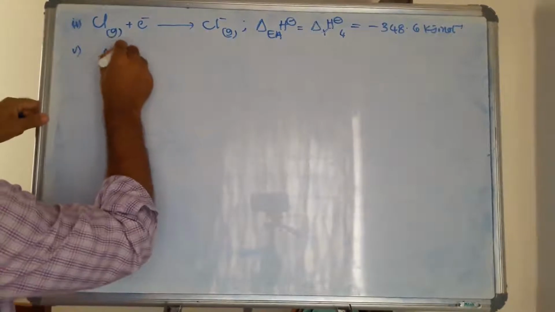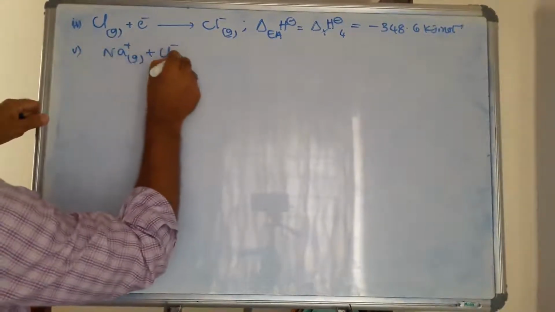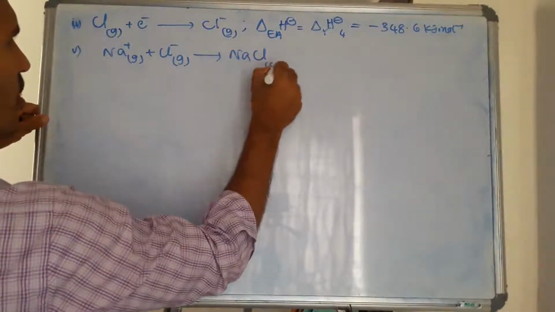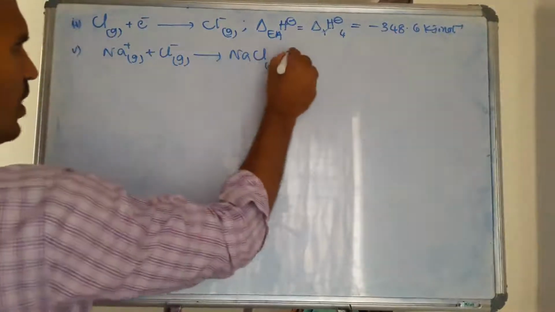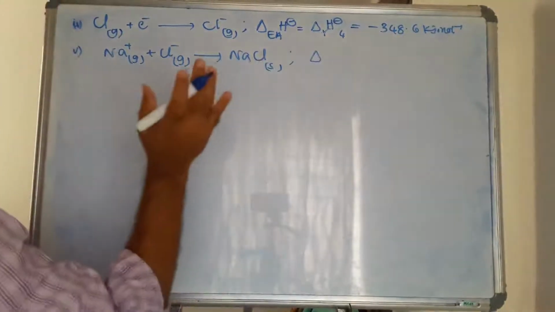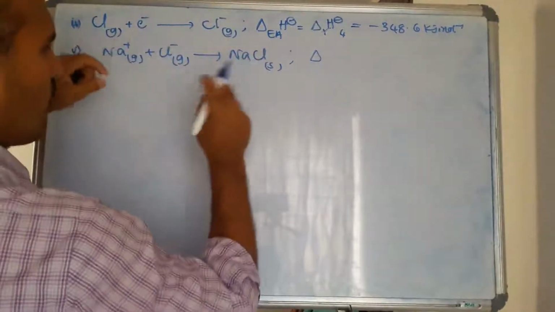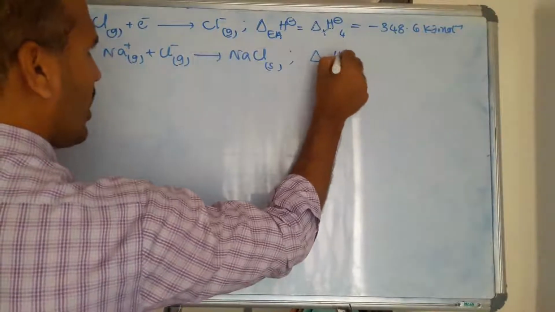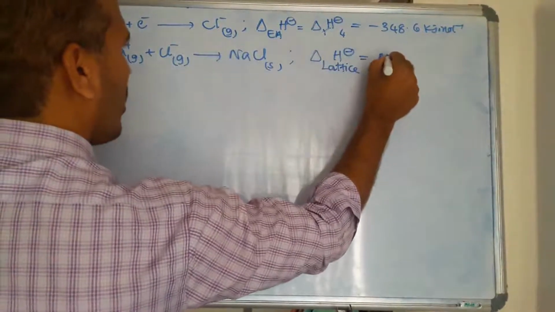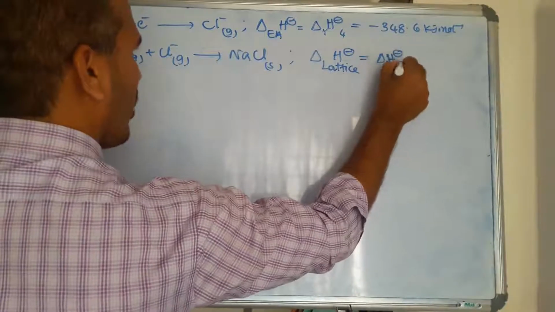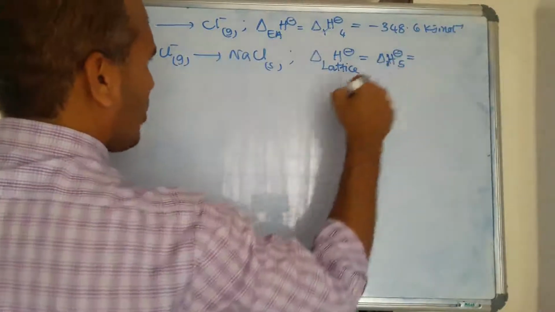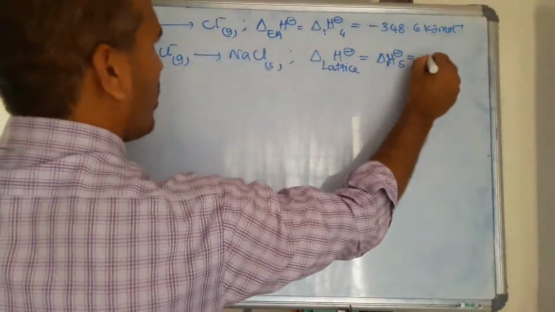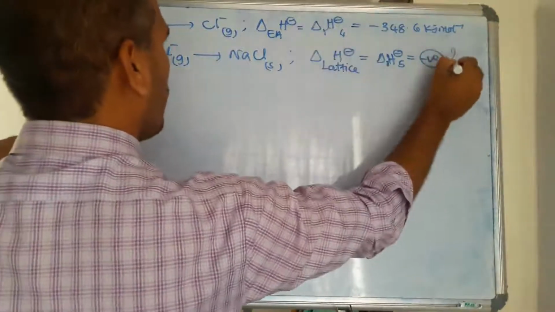Then Na plus gas plus Cl minus gas combine to form NaCl. This is solid. For this, energy is released, because ions combine to form 1 mole of ionic compound, at that time energy is released. This is known as lattice enthalpy. What do you call this? Lattice enthalpy. I want to write this as delta reaction H5. This we don't know, but generally when this forms, energy will be released. We know this is negative, but how much we don't know.